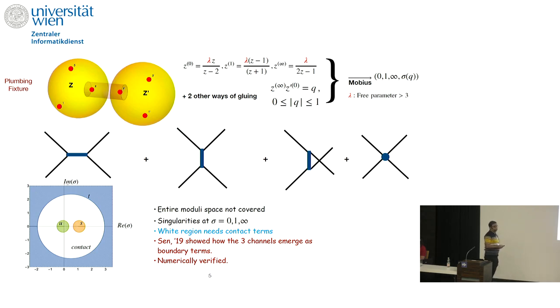At this level, you ask the question: in the complex sigma plane, how much of the complex sigma plane do you cover when you dial sigma Q from 0 to 1? The answer is that using just these 3 channels, you do not cover the entire complex plane. There is a white region that is left over. The colored regions give rise to these 3 channels, but the white region is left over, and the interpretation is that the white region generates these contact diagrams. What Ashok showed is how these 3 channels, explicitly you can do numerical calculations, emerge as boundary terms in these colored regions.